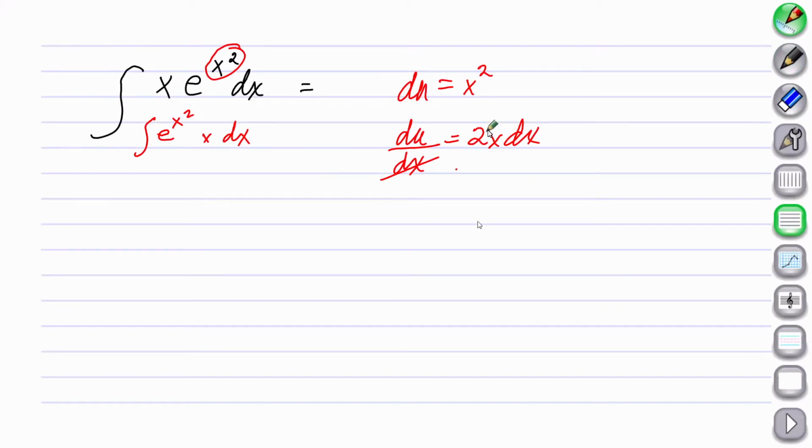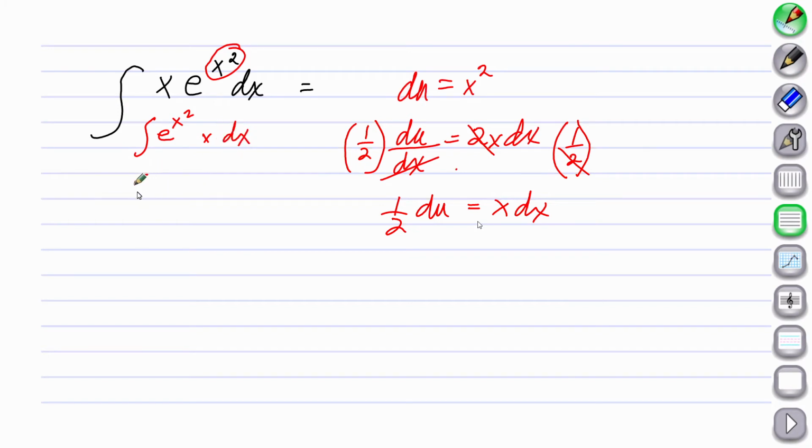So what I'm going to do is I wanted this to be an x dx, but I got a 2x dx. So I'm going to multiply this side by a half. Half of 2 makes 1. And I'm going to multiply the other side of my equation by a half. So what I have now is 1/2 du equals x dx. So what I can do is substitute in place of this x dx a 1/2 du. So that's what I'm going to do right now.